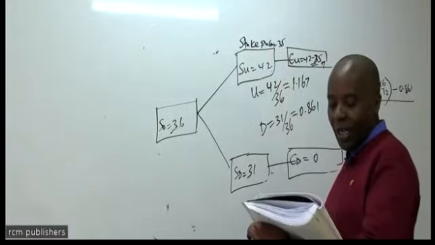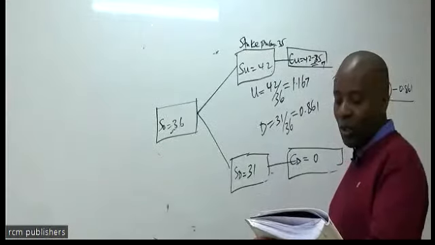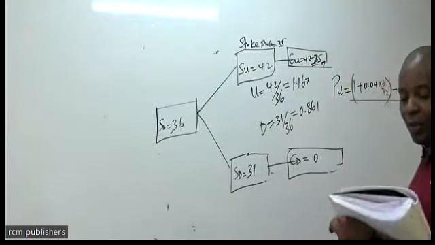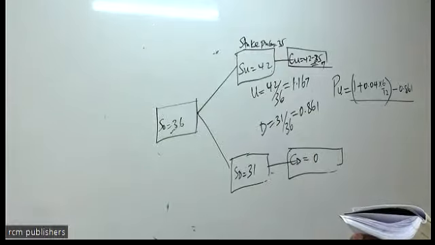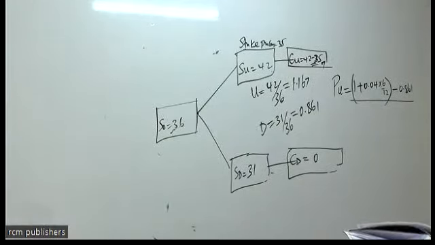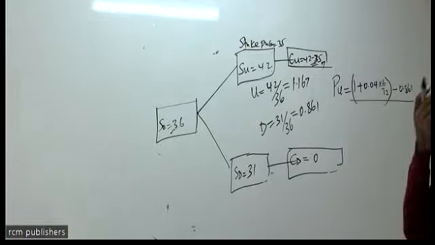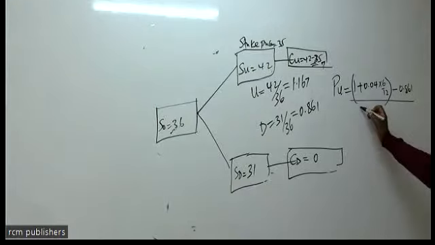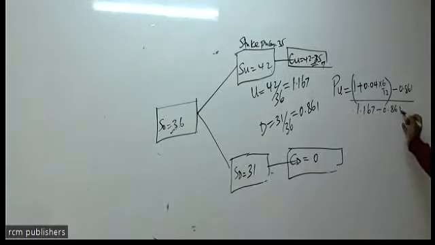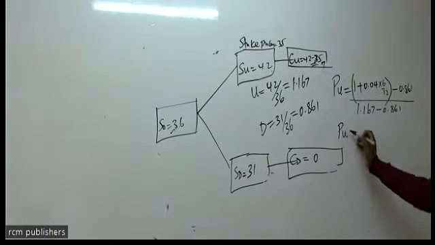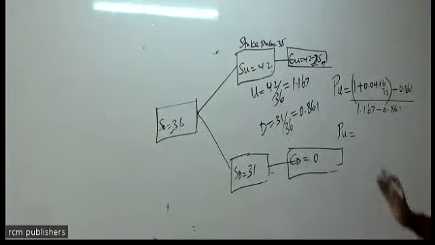It is given there. Calculate the current market price of a call option on the above stock if its term to expiration is 6 months and its strike price is 35. So 35 all over U minus D, so 1.167 minus D of 0.861. So then the PU will be equal to, who has this answer?